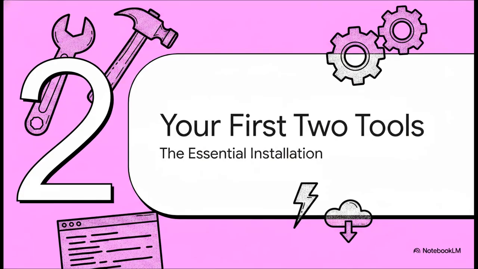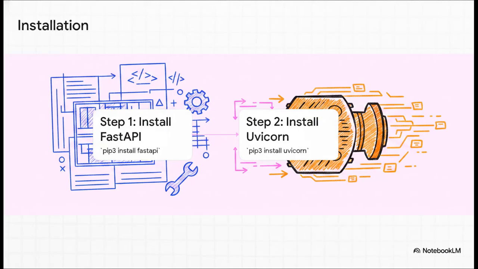Okay, theory's great and all, but let's actually build something. It's time to get our hands dirty. And the best part? We only need two simple tools to get our entire setup ready to go. That's it, just two. First up, you're going to pop open your terminal and type pip3 install fastapi. This command installs the framework itself. Think of this as getting the architectural blueprints and all the pre-made parts for our building.